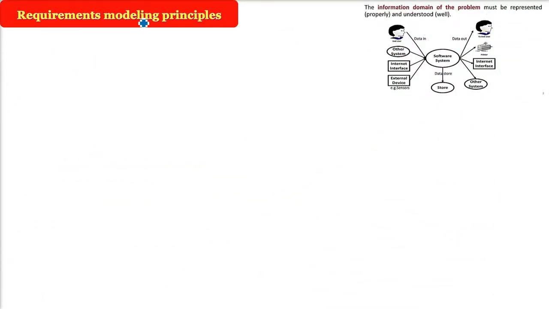Requirements modeling principles. Whenever we are dealing with software development life cycle process models, the first one is the communication. Finally, we deploy or deliver the software. This communication is done to get the requirements. We want to gather the requirements. It's requirement gathering. So what are the requirements to be given?